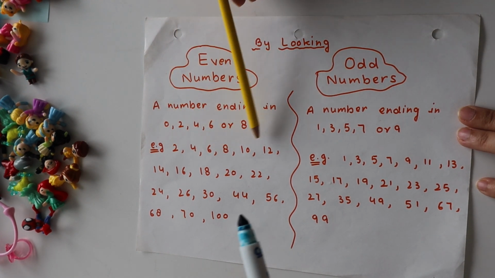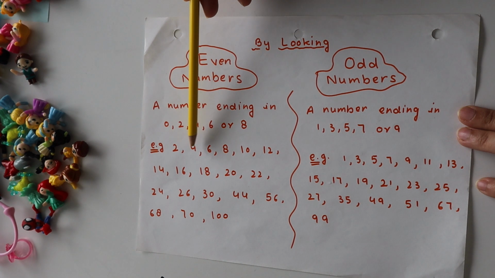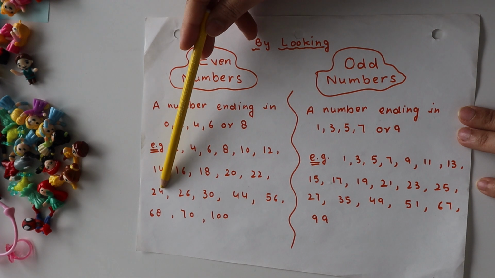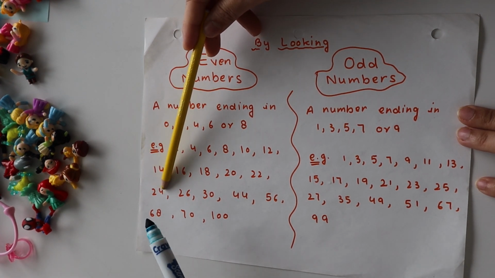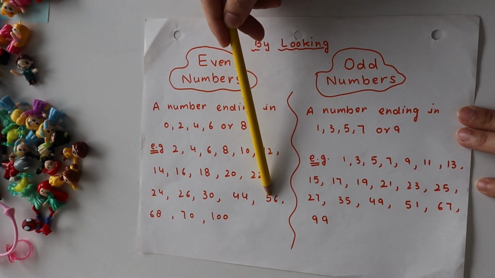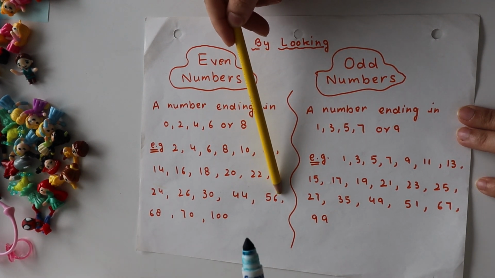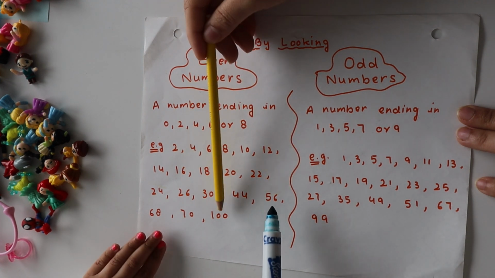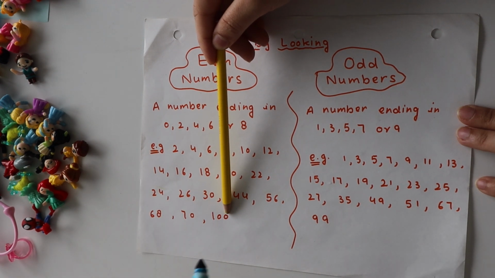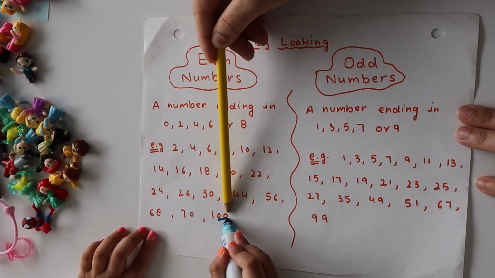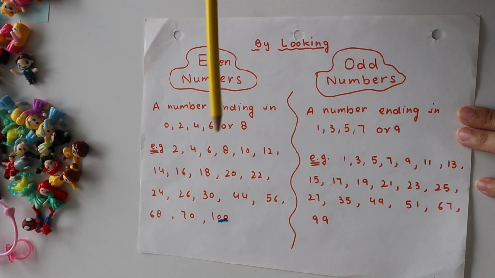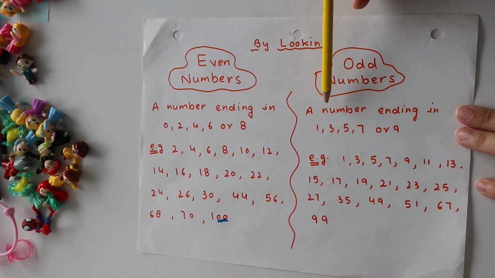Okay, so here are a few examples of even numbers, like 2, 4, 6, 8, 10, 12, then 20, 24. Like here 24, so 24 ends with 4, so it's an even number. Now this is 56. 56, what's the ending number here? 6. So it's an even number. And 100 is here. Ending number is 0. So this is an even number.